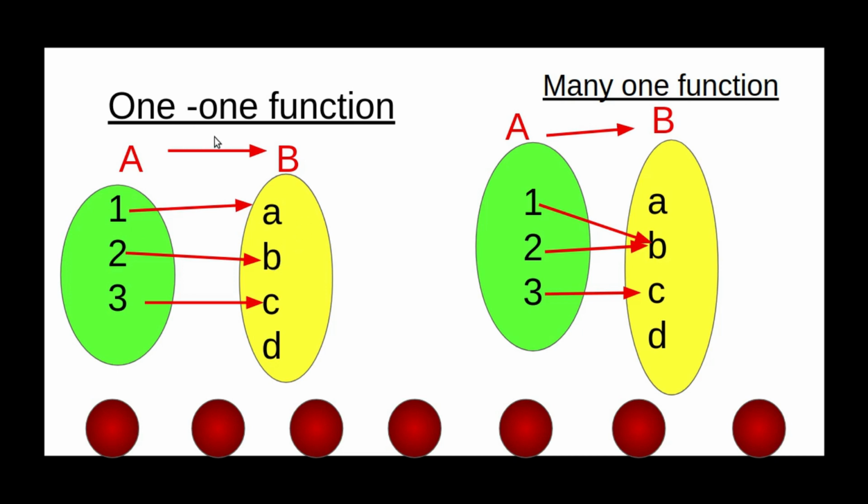So that function is one-one function. If two elements x1 and x2, 2 is not equal to 3, then f of 2 is not equal to f of 3. Such functions are known as one-one functions. Now in this case, 1 is not equal to 2, but f of 1 is b, f of 2 is b. That is, f of 1 is equal to f of 2. So this function is not one-one.